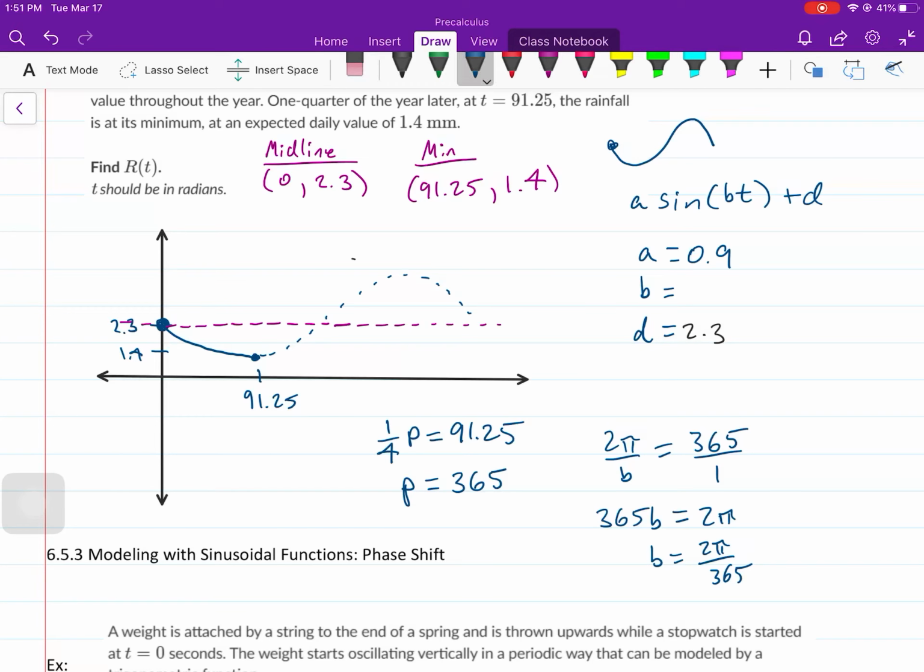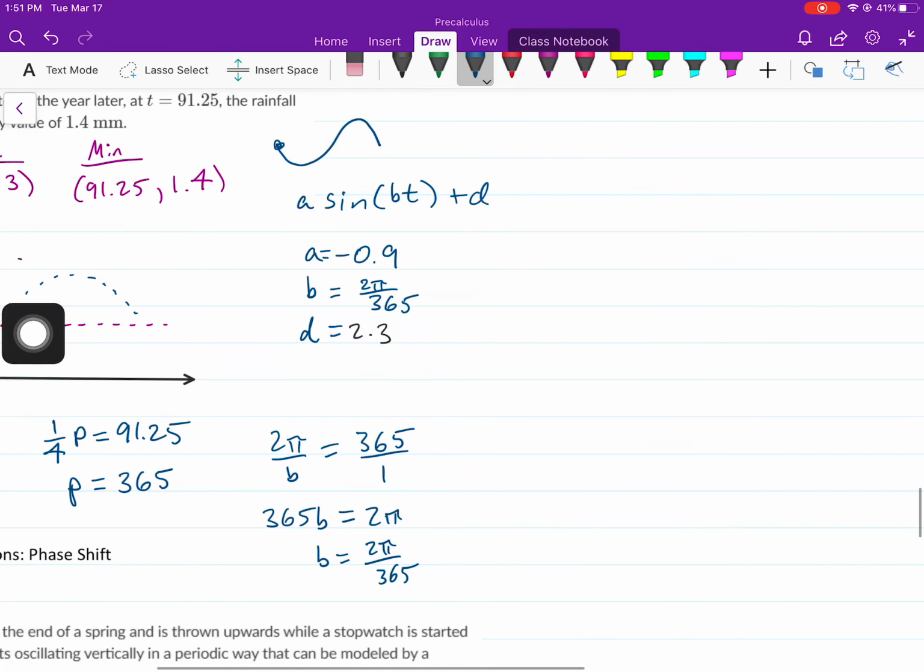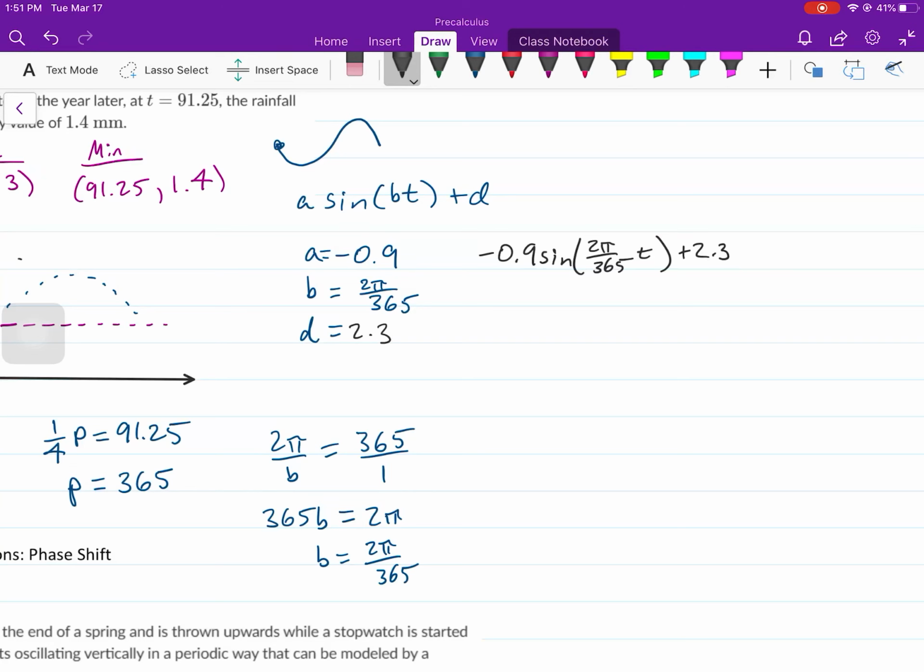Oh, made a mistake there. First mistake all year. And I also forgot, second mistake all year, that our A is negative because it is a flipped sine curve. So you just go ahead and put that all together. We'll get negative 0.9 sine of 2 pi over 365 T plus 2.3. And there's your answer.